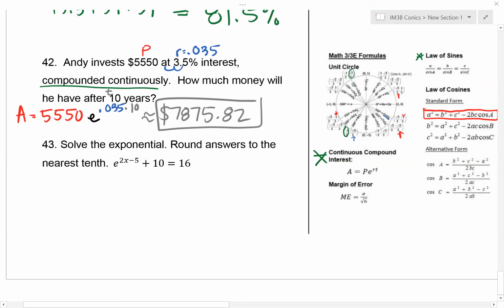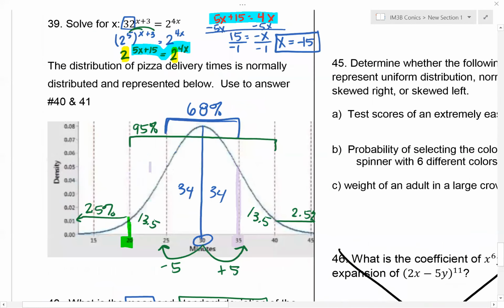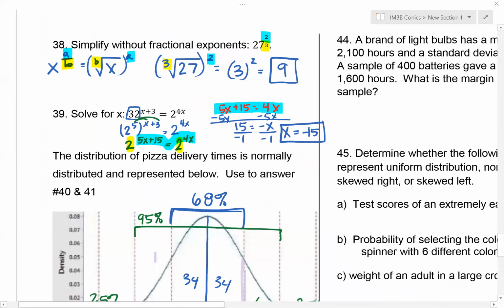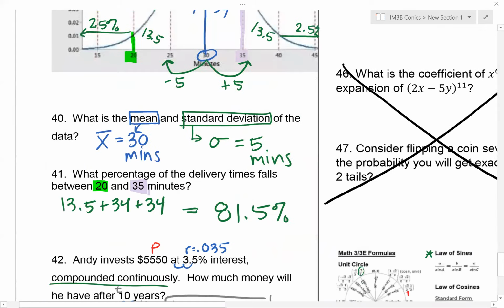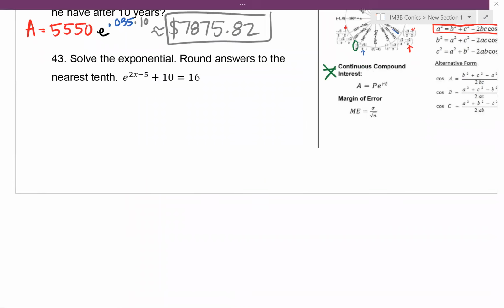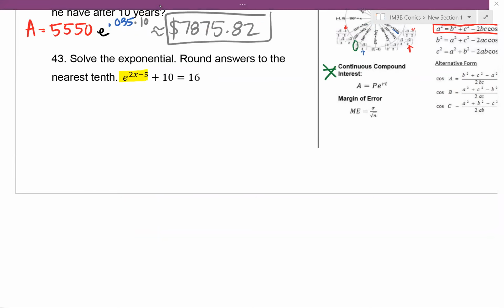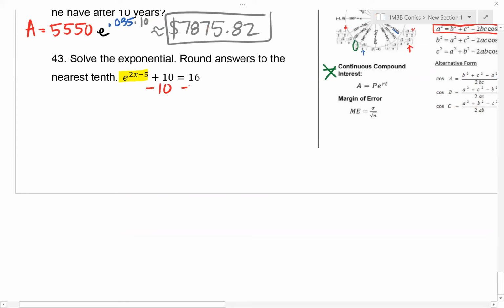For 43, we're solving an exponential function. So this one's different than the one that we did in 39, because in 39 we had two things with exponents. This one we just have one. And so what we want to do first is get the E by itself, so we're going to isolate the value for E. All we have to do in that case is subtract 10 from both sides. So E to the 2x minus 5 power is equal to 6.